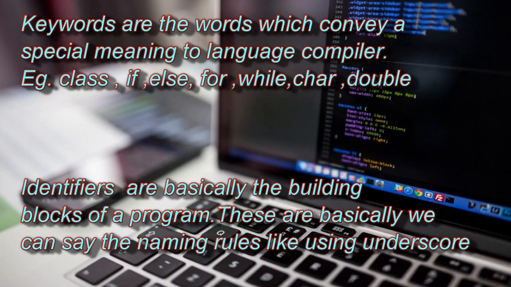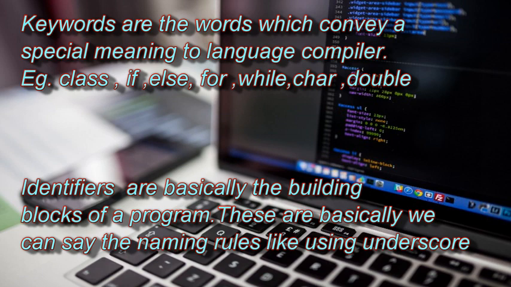Now coming to the very first tokens, that is keywords and identifiers. Keywords are basically the words that convey a special meaning to the language compiler. When we are talking about the language compiler, you must be clear what it means. Language compiler basically means the area where we write the code snippet.